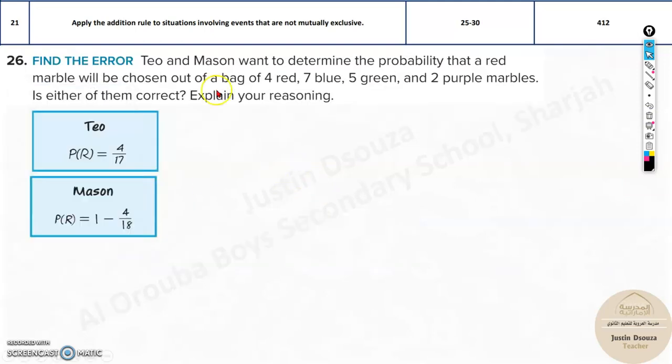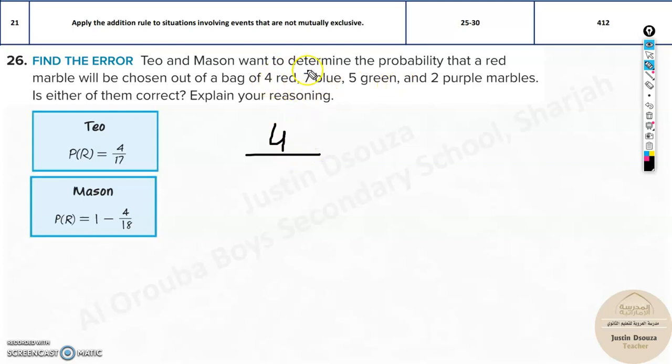Okay. Now here, find the error. Theo and Mason want to determine the probability that a red marble will be chosen out of a bag of 4 red, 7 blue, 5 green and 2 purple marbles. Is either of them correct? Let's see. 4 red marbles. Okay, favorable outcome is 4.